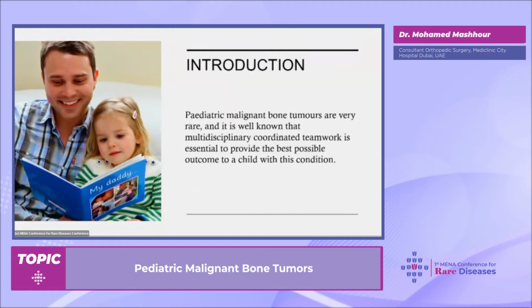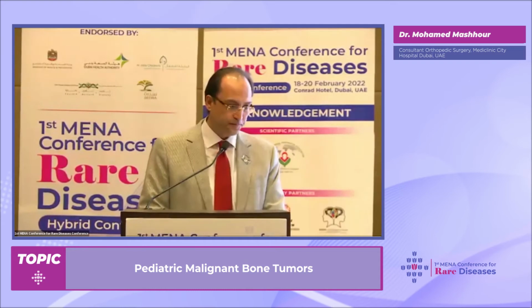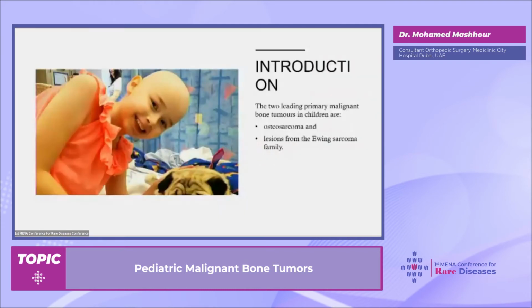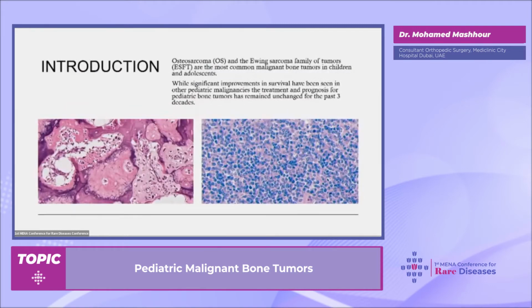To start, pediatric malignant bone tumors are very rare. And it's well known that a multidisciplinary team and coordinated teamwork is essential to provide the best possible outcome for those children. It's never a one-man show, and it only works through team collaboration. The two leading primary malignant tumors in children are the osteosarcoma and the Ewing sarcoma family of tumors. We face them, and you have to have a high index of suspicion when you see them.